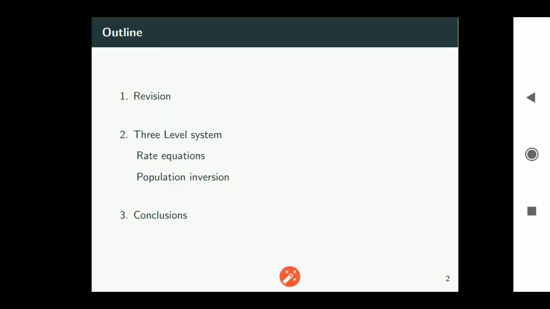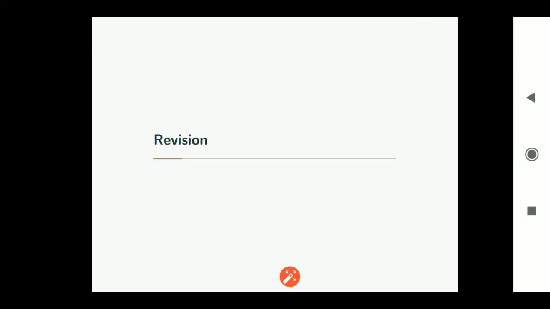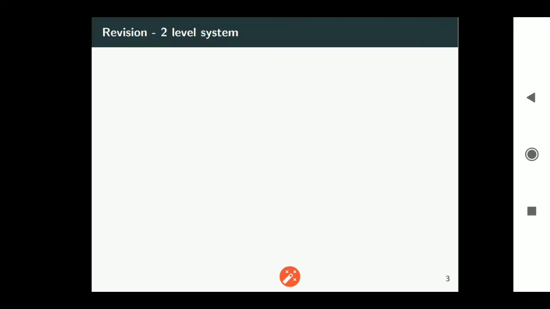This is the outline of today's talk: revision, the three-level laser system, and we will make some conclusions about that. First, let us revise what we have studied in the earlier class. Basically, we took a two-level system and examined whether lasing is possible or not.